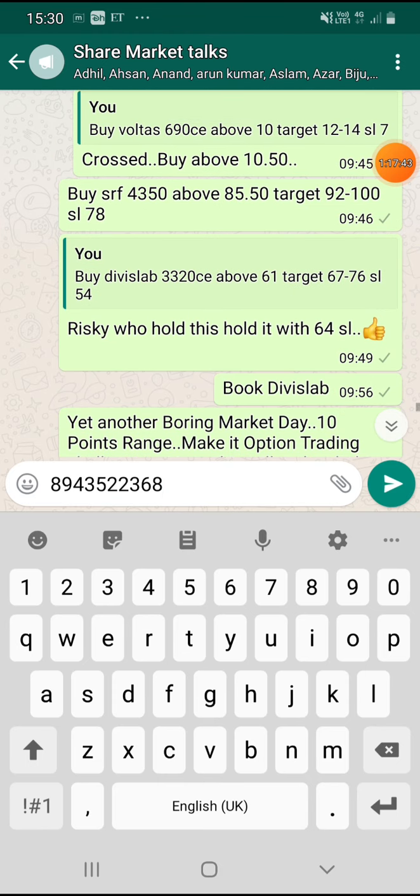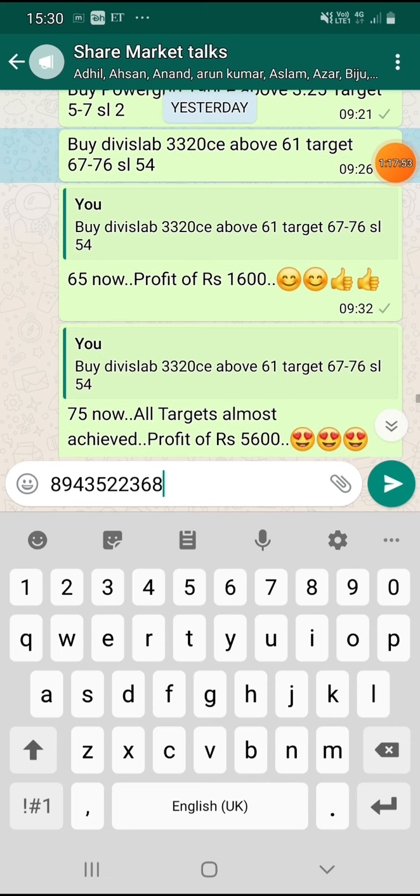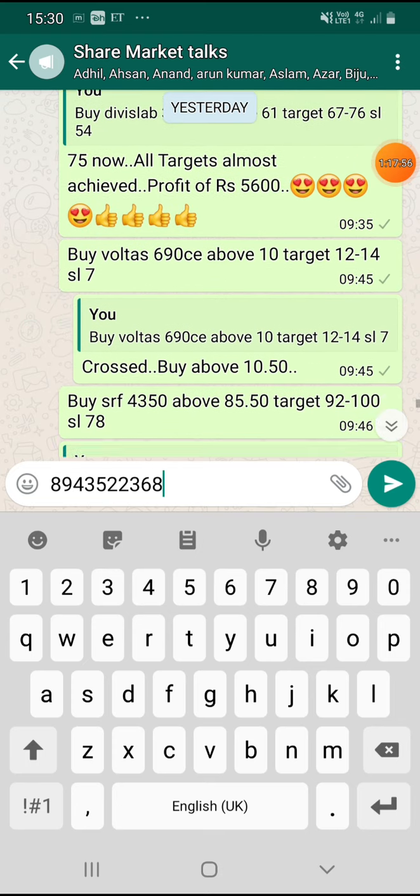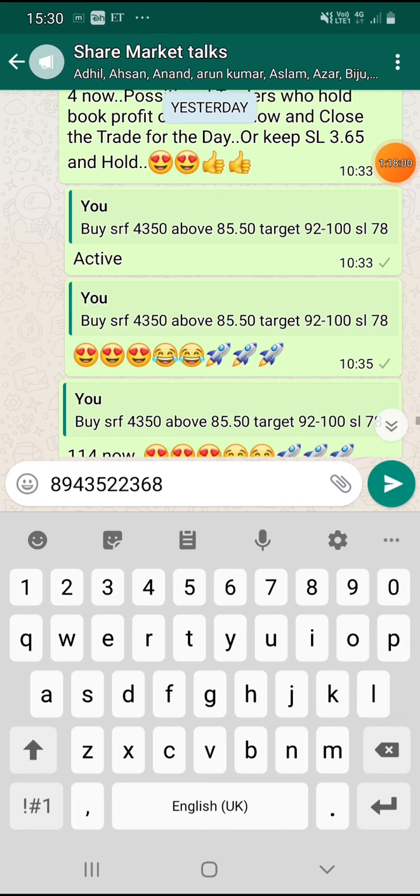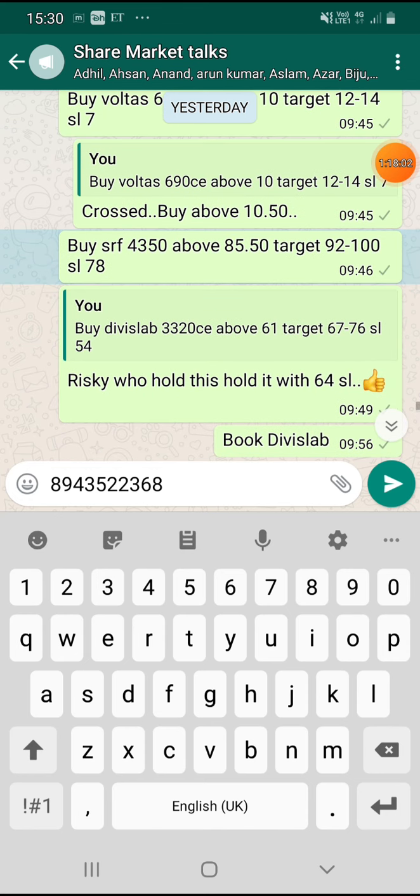That's why you will get enough time to buy this call, because we are asking you not to buy at the current market price. We will give a level which is above the current level. If that level is coming, you can buy. We asked SRF to buy at 85. We ask SRF for 350.